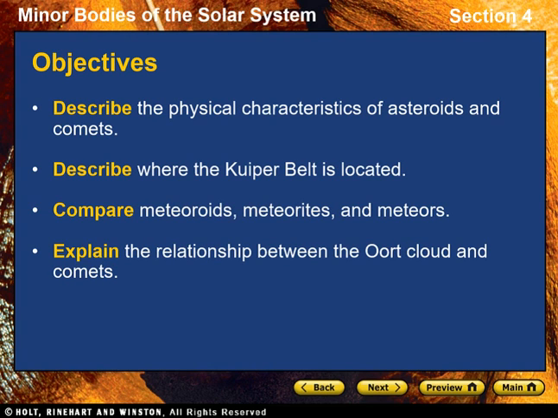At this point, you should be starting to be able to describe the physical characteristics of asteroids and comets, describe where the Kuiper Belt is located, compare meteoroids, meteorites, and meteors, and explain the relationship between the Oort cloud and comets.